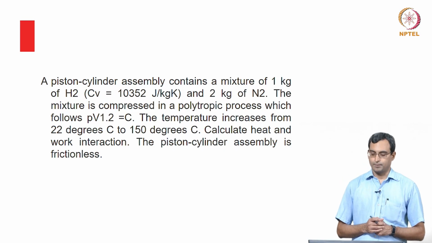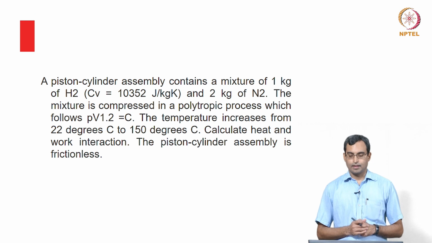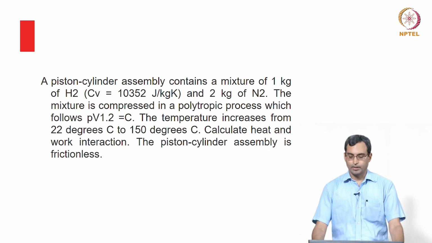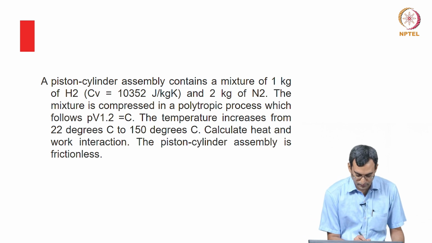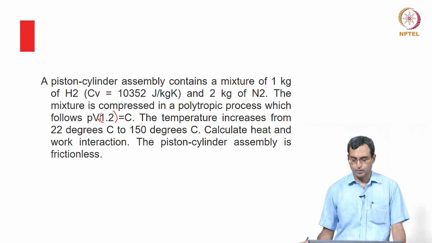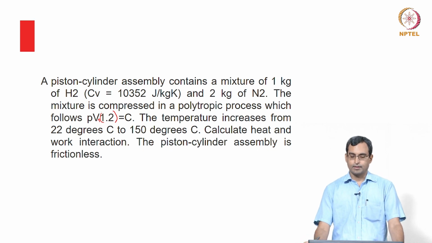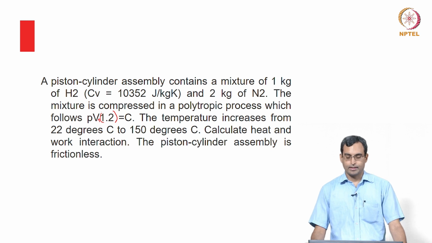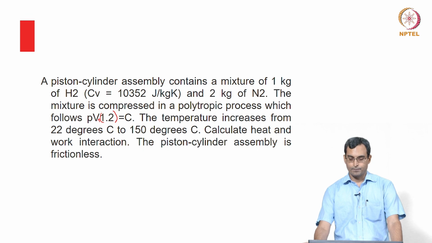We have here another problem. It says a piston cylinder assembly which contains a mixture of 1 kg of hydrogen and 2 kgs of nitrogen. The mixture is compressed in a polytropic process which follows PV to the power 1.2 is constant. The temperature increases from 22 degrees centigrade to 150 degrees centigrade. We are asked to calculate the heat and work interaction, assuming that the piston cylinder assembly is frictionless.